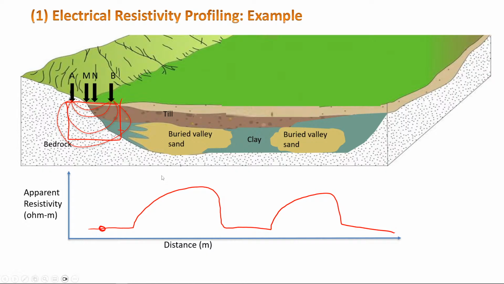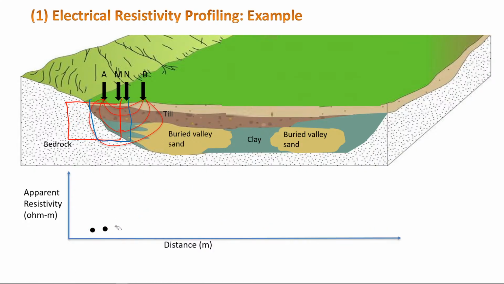Then let's say I moved here. So if I moved here, now I'm measuring here. I'm also expecting to get another low value here. Yeah, so that's what I got, another low value. And then I moved here. Here I'm starting to measure this sand. So this is low resistivity, this is high resistivity. So I might get something here. Yeah, that's what my expectation would be.